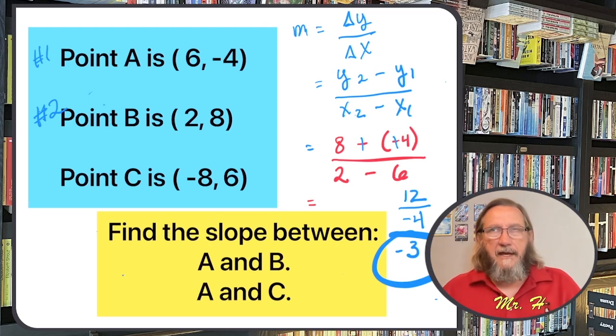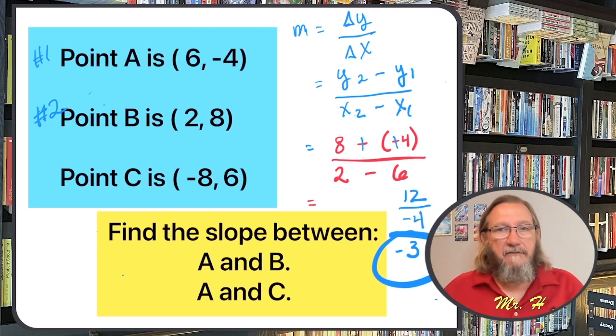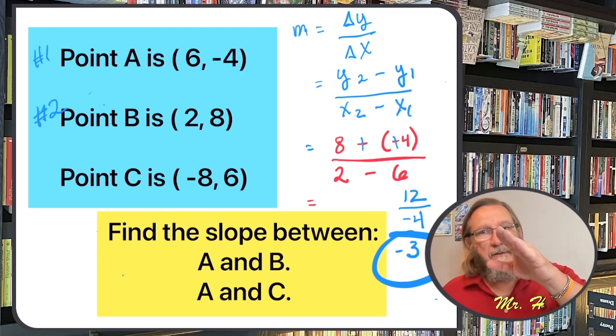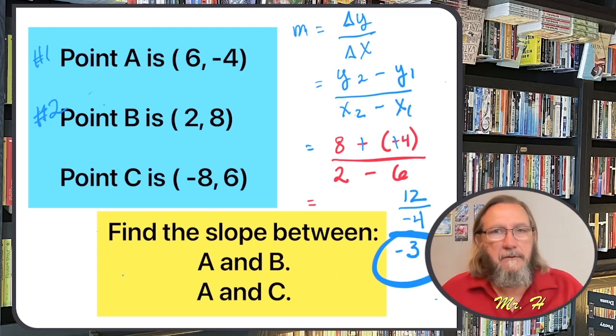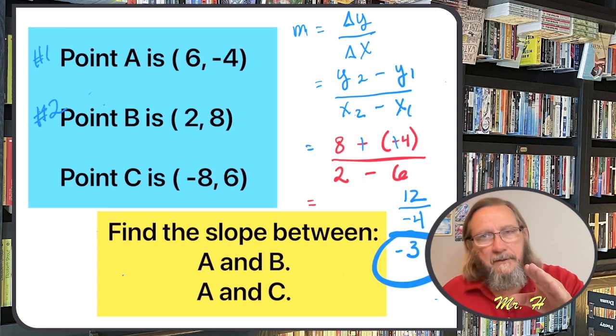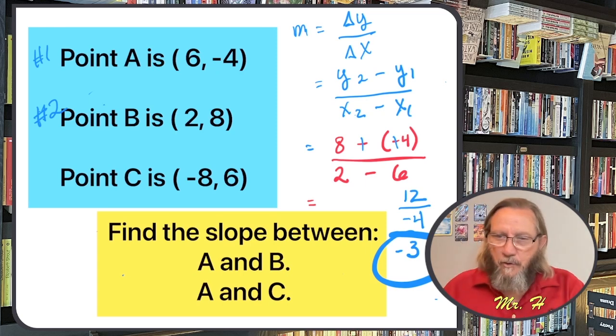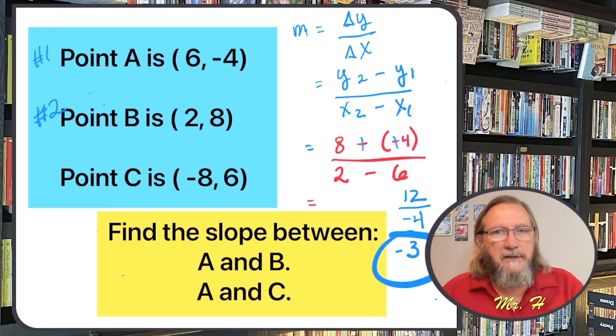Now think about what that means. If the slope is negative, is the line going up or is it going down? You should know the answer to that. Is it going up or is it going down? The slope is negative, that means it's going down.